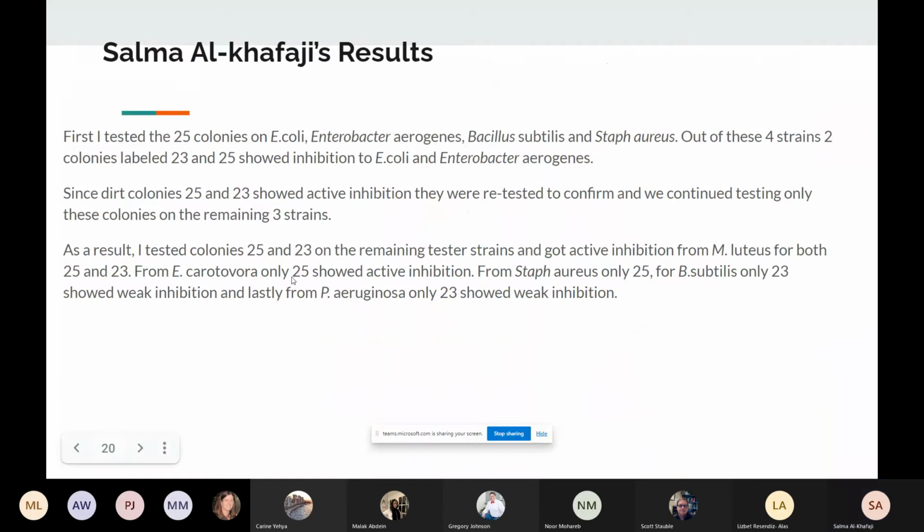And so I tested 25 and 23 on the remaining tester strains and got active inhibition from M. luteus for both 25 and 23. From E. carnivora, I got only 25 that showed active inhibition. From Staph aureus, only 25. And for B. subtilis, only 23 showed weak inhibition. And lastly, from P. aeruginosa, I only got 23 that showed weak inhibition.